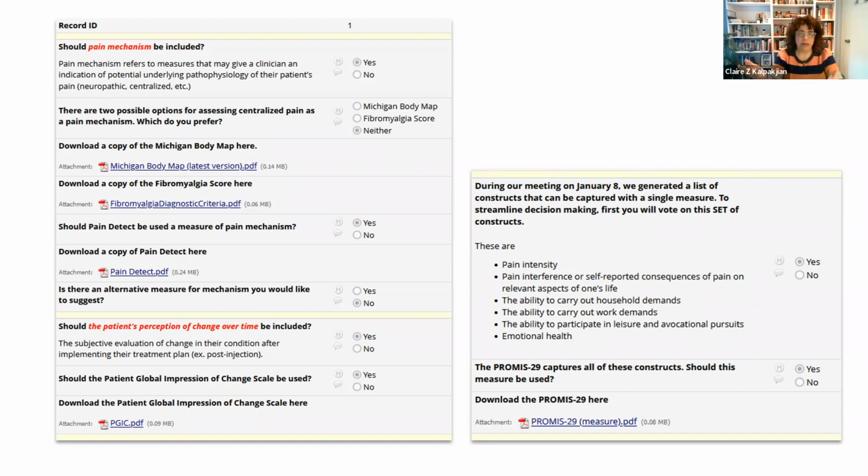It could be any kind of survey tool. And we did a series of Delphi surveys to ask them, do you want to include, in this case, if you can see in the upper left-hand corner, pain mechanisms? Do you want to measure it? And that was just thumbs up or thumbs down.